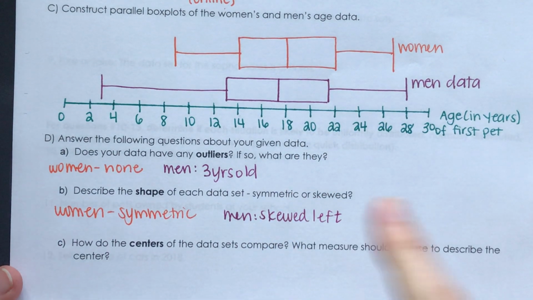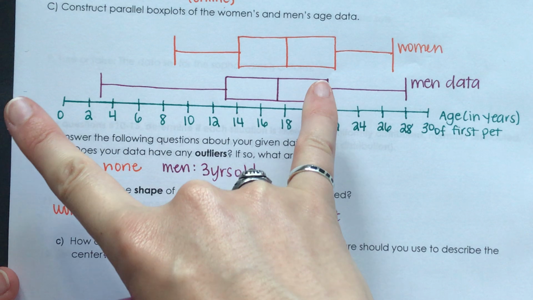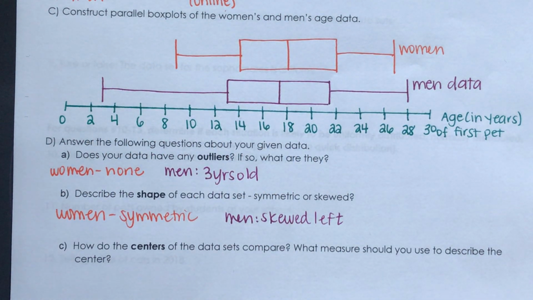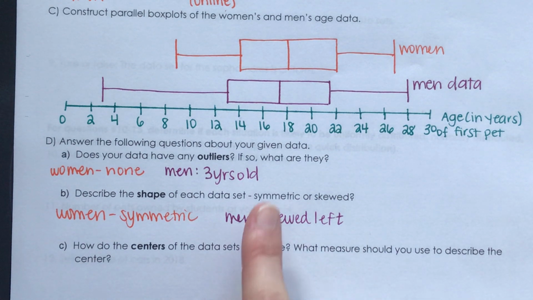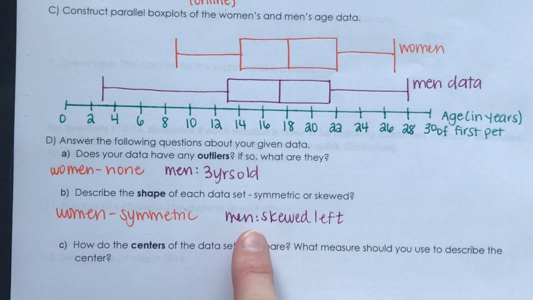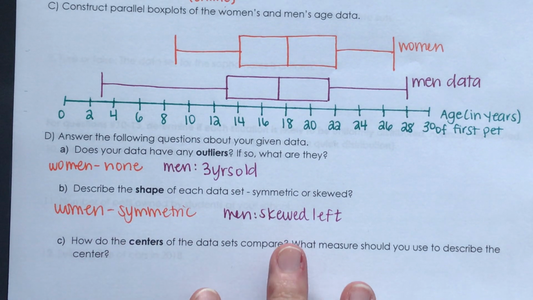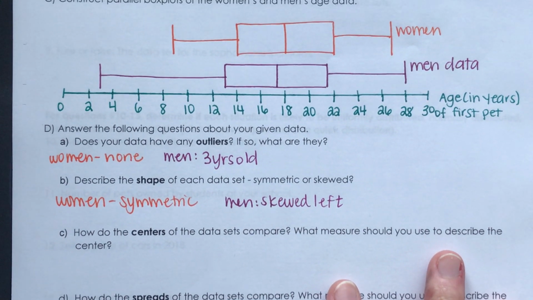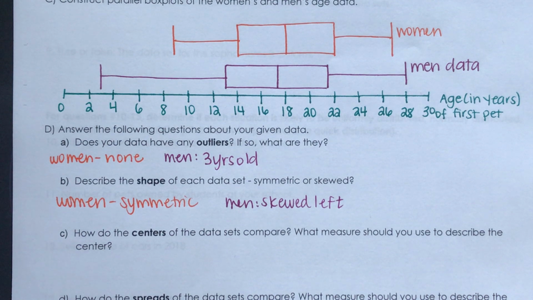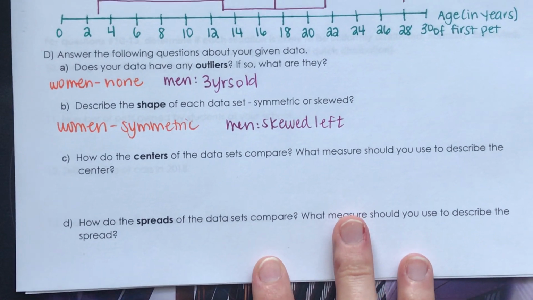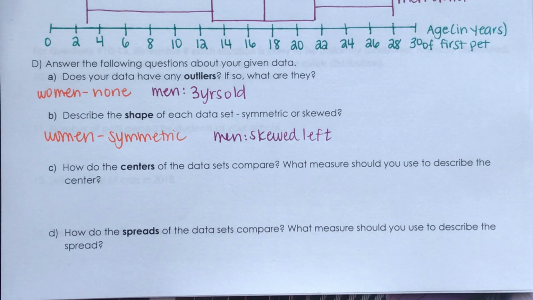Now, I will say that this men's data is not like crazy skewed. You might have a little bit longer of a tail, but not crazy much longer. So while technically I would say that this data is skewed, I would say it's not very far off from being symmetric. They're pretty close. When it comes to like quiz time, it'll be very, very obvious which ones are skewed and which one is symmetric. Letter C. How do the centers of the data sets compare?